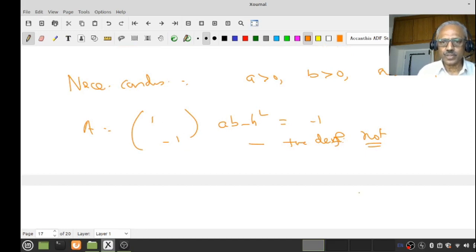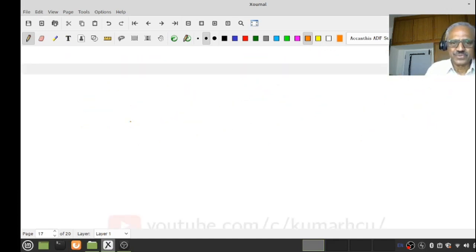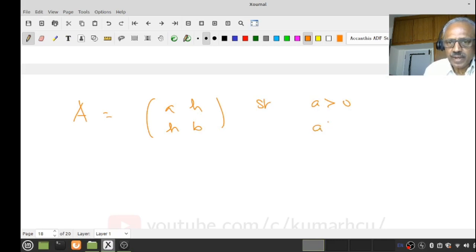Right? So what do you think you should expect? Make a guess. I can prove it, but since time is running out, I don't want to spend much time. You should expect AB minus H squared must be positive. So let A be the matrix [A H; H B], so that A is positive and AB minus H squared is positive. Notice that B is positive will be automatic.